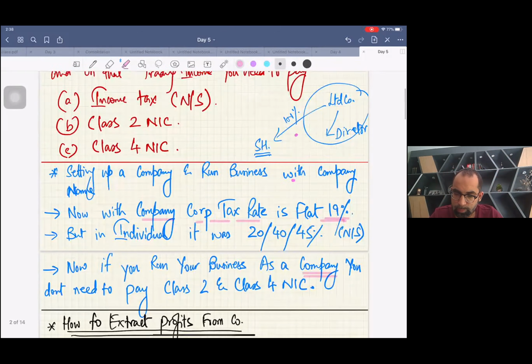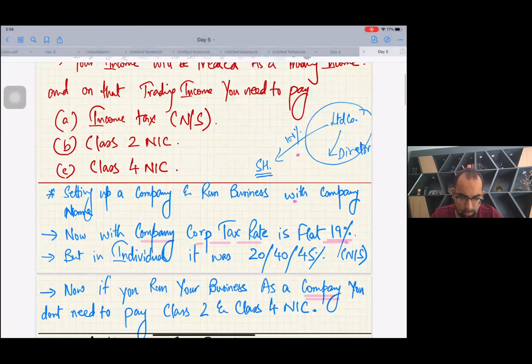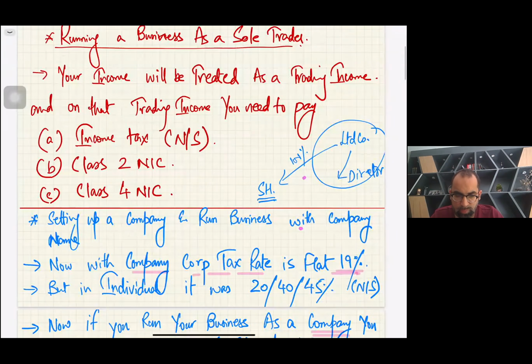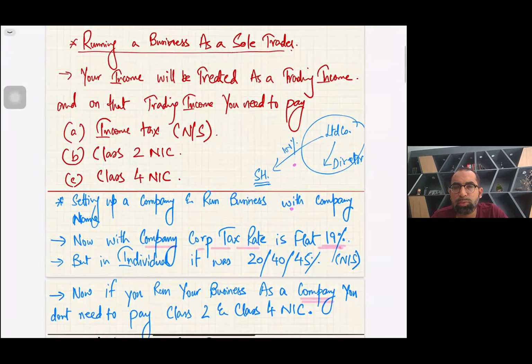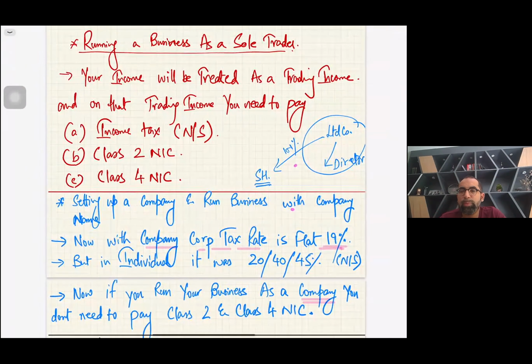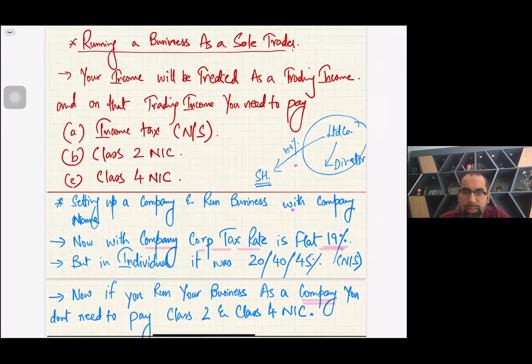So do compare these two. Check it out. The first option is running a business as a sole trader, and these will be the consequences, written with the red pen. And then the second option is with the blue pen. Please compare it.